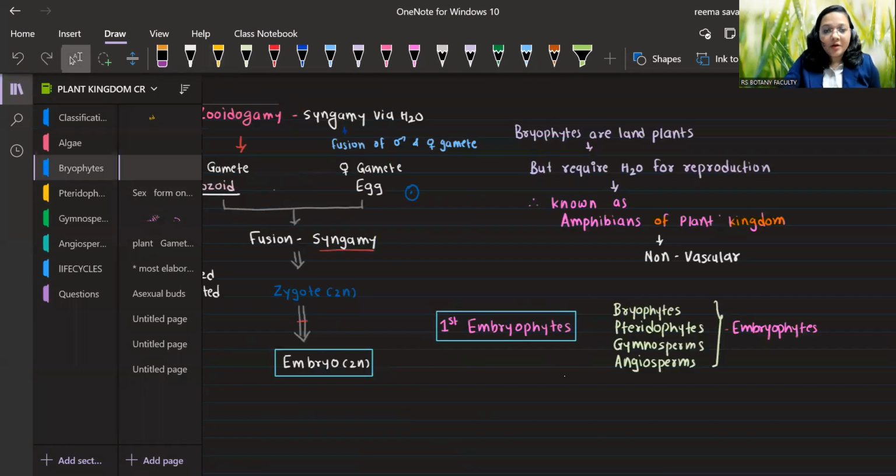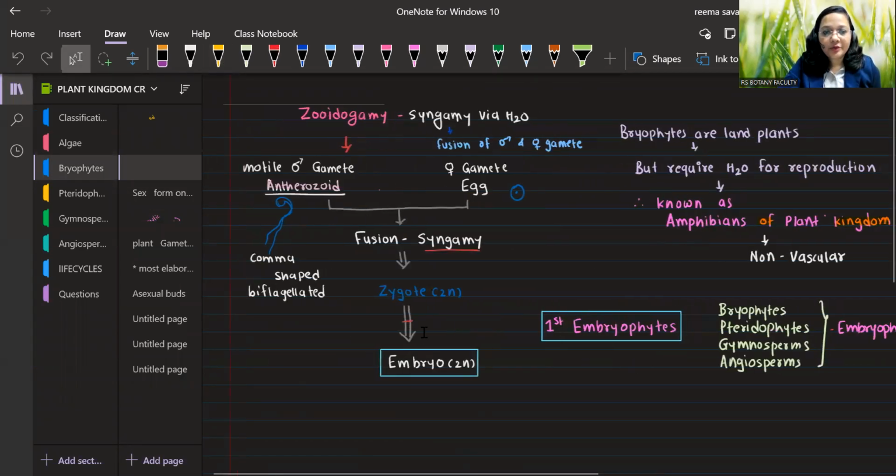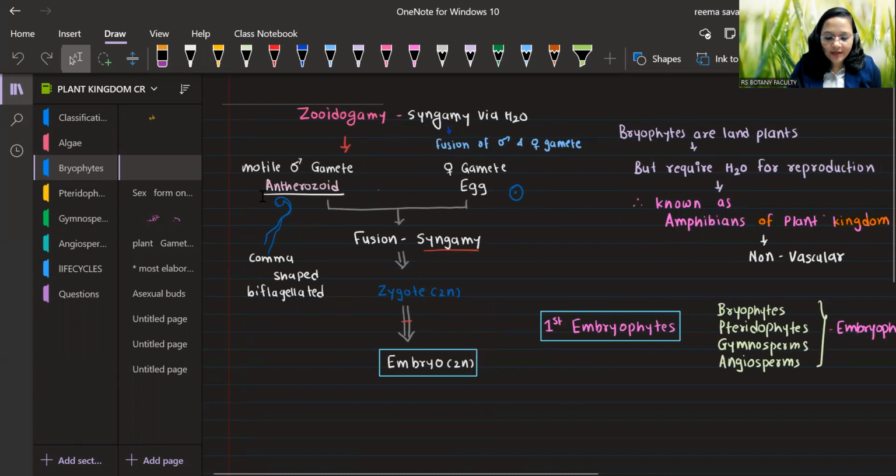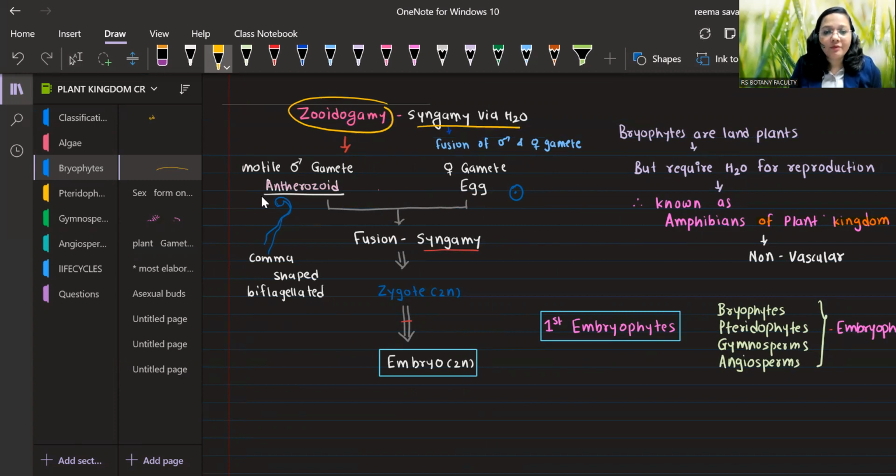Now, how do they reproduce? There is one method, that is zoidogamy. So what is zoidogamy? Syngamy via water. They release male gametes in water. So they form motile male gametes. This motile male gamete is known as antherozoid. You need to remember this. What is a motile male gamete? Known as antherozoid. Their antherozoid is comma shaped with two flagella. So the antherozoid of bryophytes is comma shaped and biflagellated.